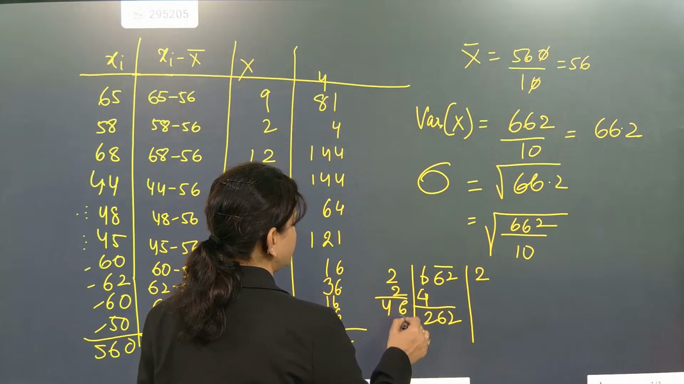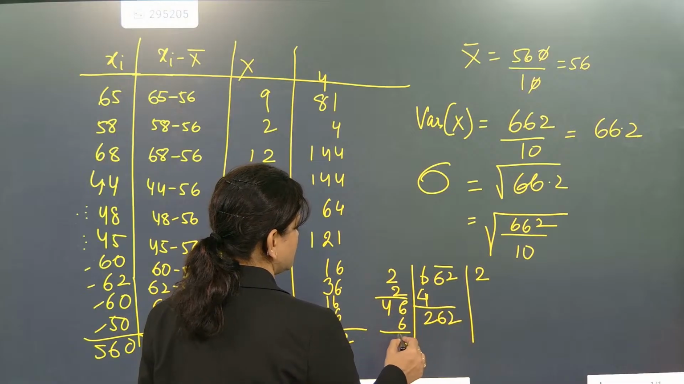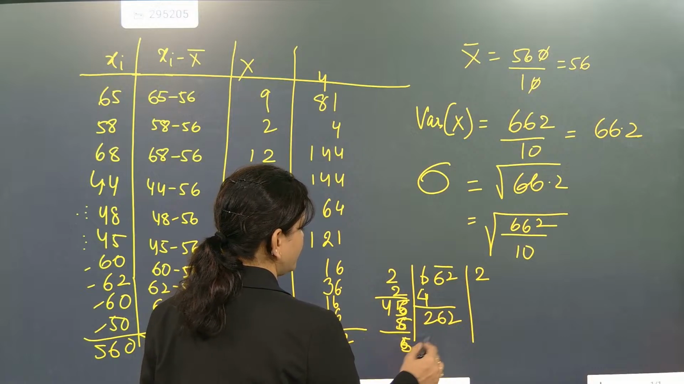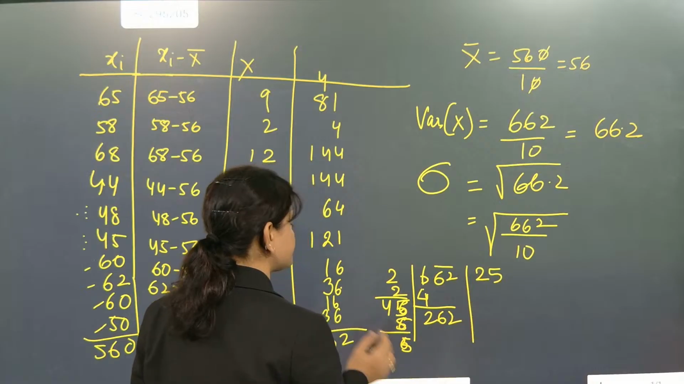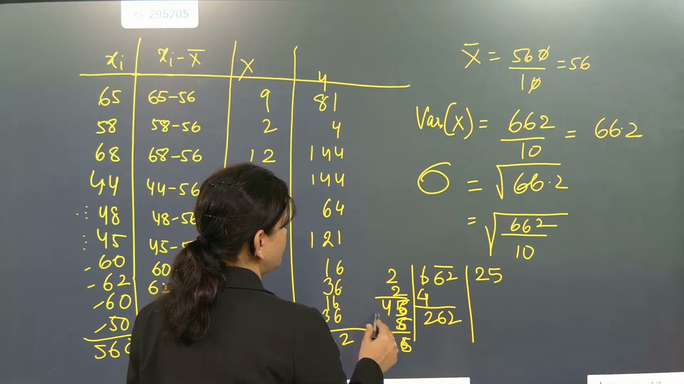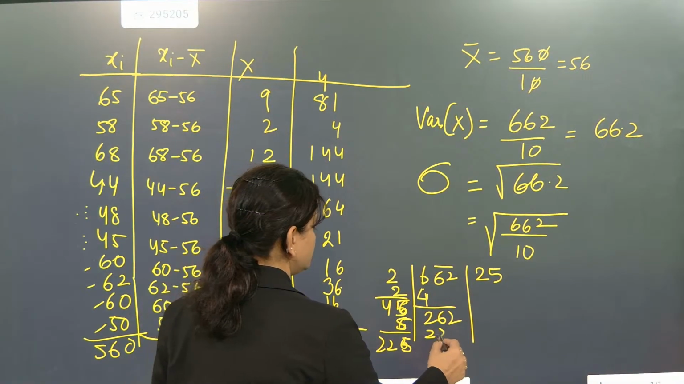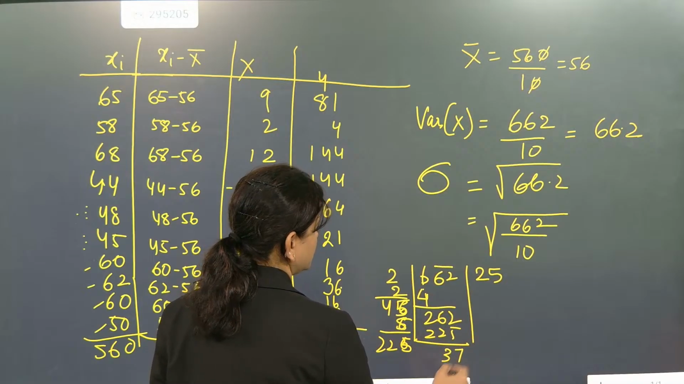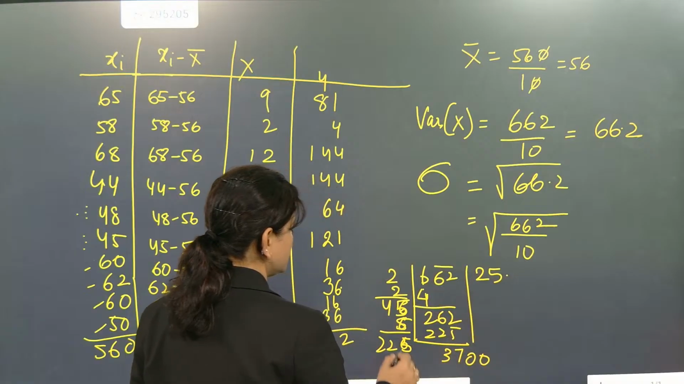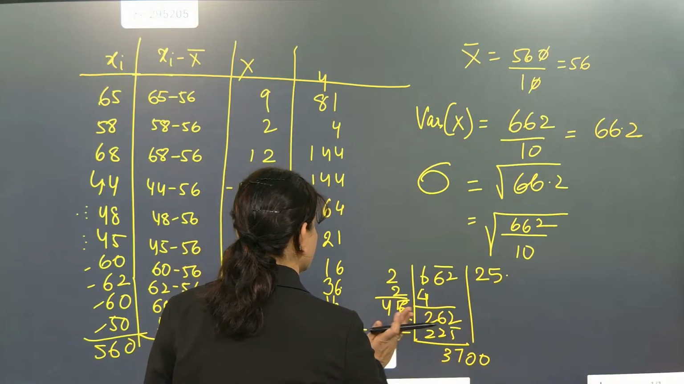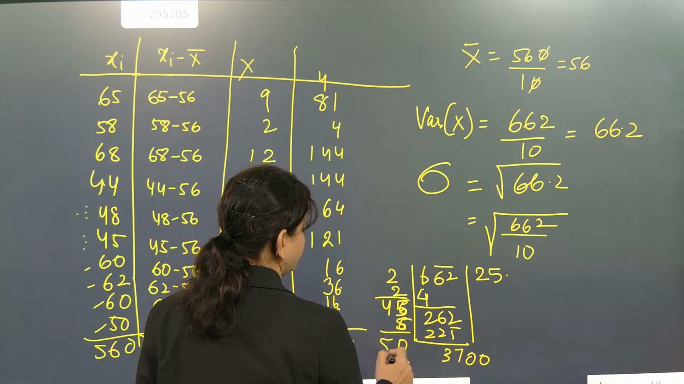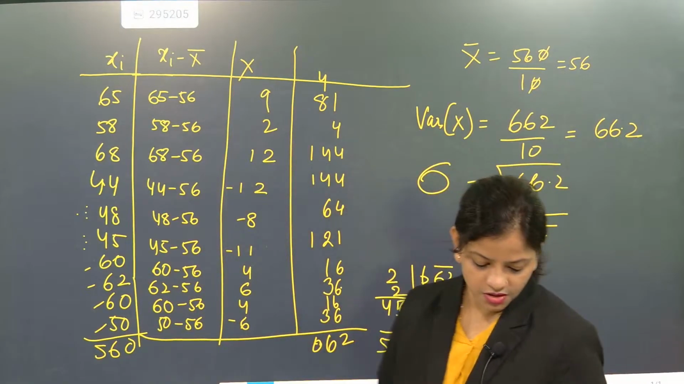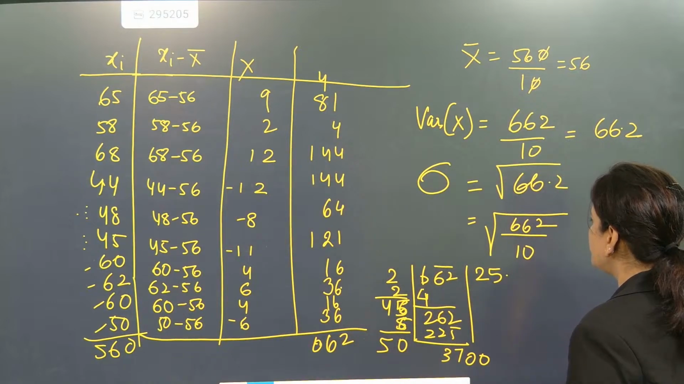Now 6, if we put 6, 6 6s are 36. Now 5 here, 5 5s are 25. 2 2s, 5 minus 3. Decimal will put two values. So here it is coming as 50. 25 point something is there. I'm not getting it. 66.2.